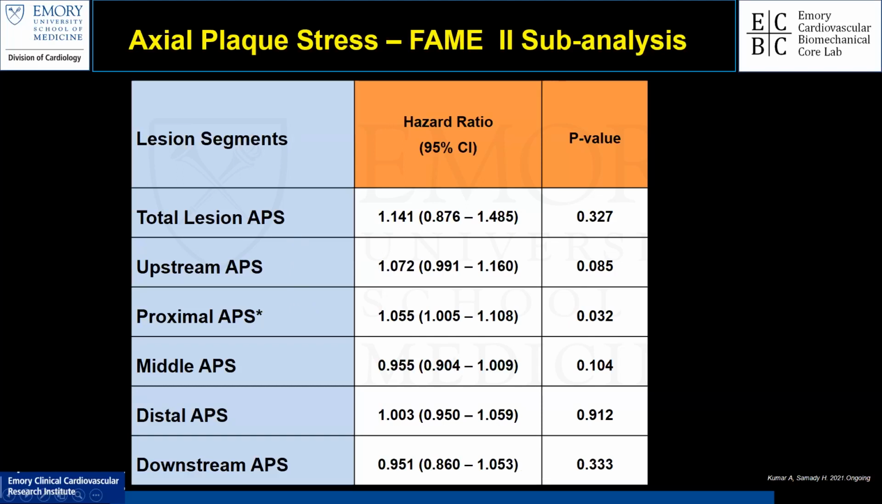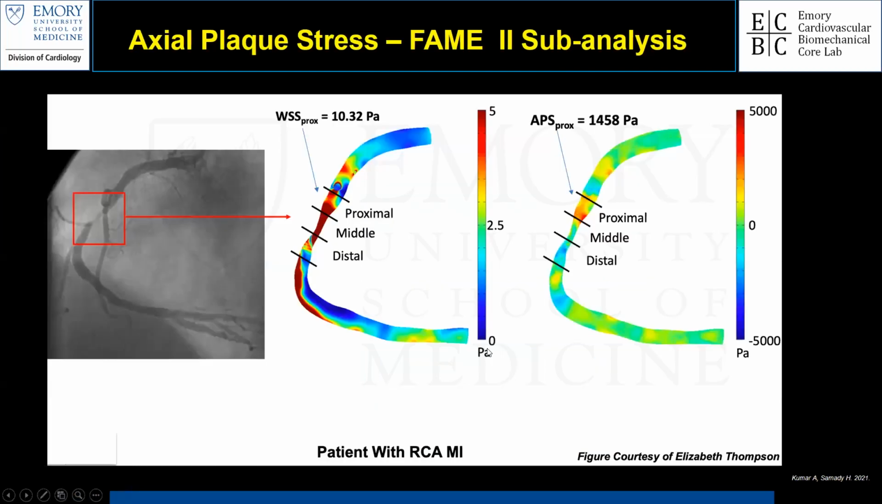So we looked at the FAME2 data set as well and found that higher axial plaque stress only in the proximal segments of the lesion predicted future vessel-related myocardial infarction. In this patient, the FFR was 0.52, the shear stress was high at above 10 Pascal, and the axial plaque stress was high, above 1400 Pascal. This patient had a vessel-related myocardial infarction during the follow-up period.